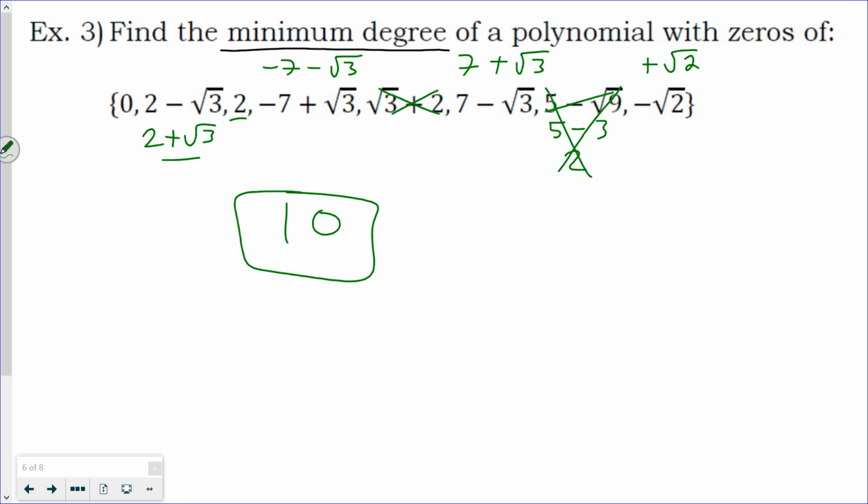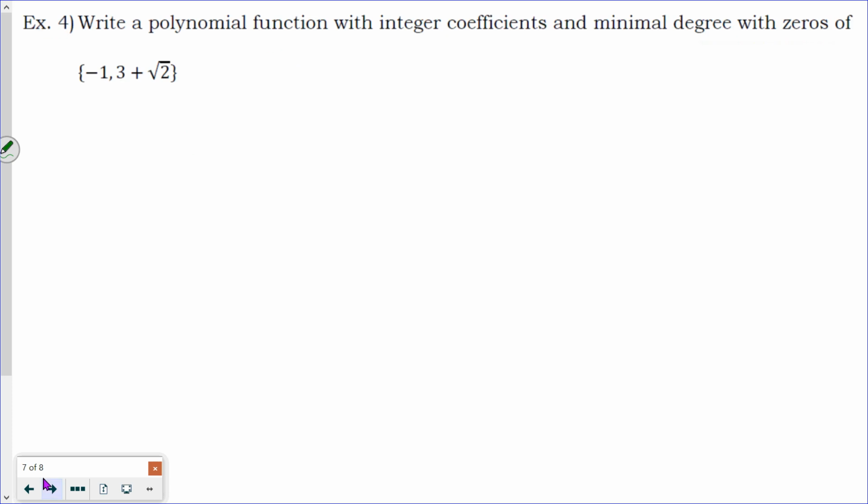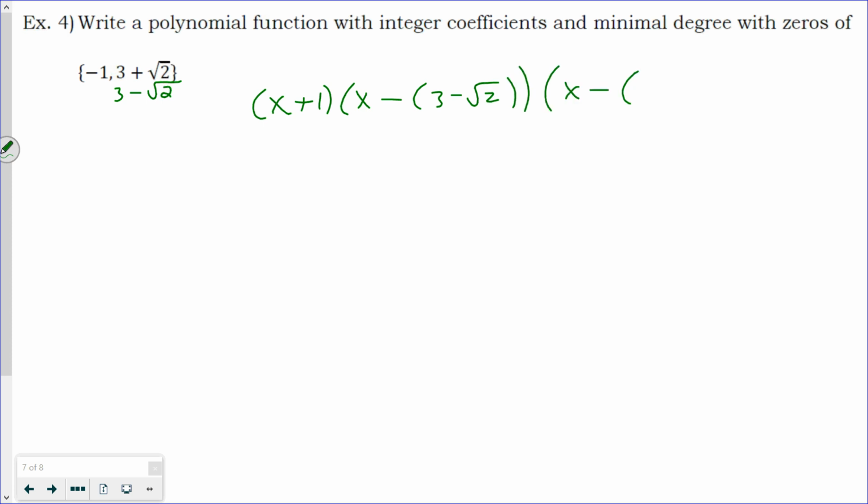Any questions here? Are we okay? All right, let's go on to the last problem. Example 4: write a polynomial function with integer coefficients and minimal degree with zeros of -1 and 3 plus root 2. So if I have a zero of 3 plus root 2, I have to have a zero of 3 minus root 2 as well. That means when I write my factored form out, I have x plus 1, x minus the zero 3 minus root 2, and x minus the other zero 3 plus root 2.